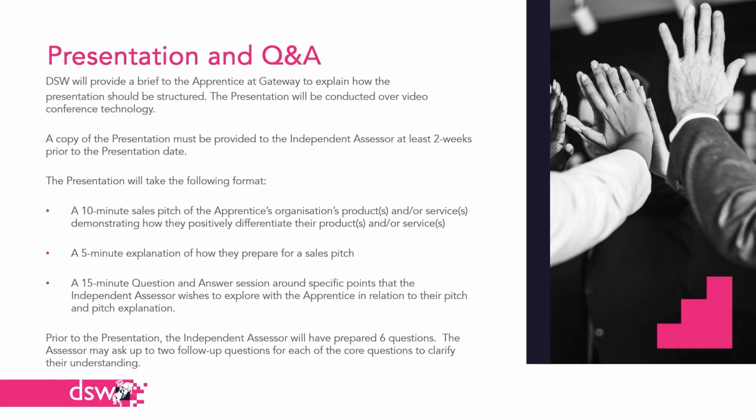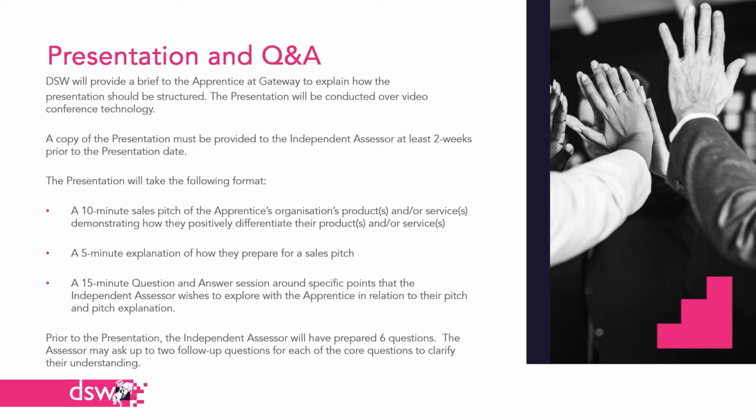Presentation and Q&A. Once the apprentice has progressed through Gateway, the assessor will provide them with a brief which outlines what the presentation needs to cover. The presentation will be conducted via video conference technology, where the apprentice will need to share their screen and deliver their presentation to the endpoint assessor. The apprentice will need to map their presentation to the criteria aligned to this assessment method, which can be found in the presentation referencing table in the toolkit. A copy of the presentation, along with the presentation referencing table, must be provided to the endpoint assessor at least 2 weeks prior to the presentation date.